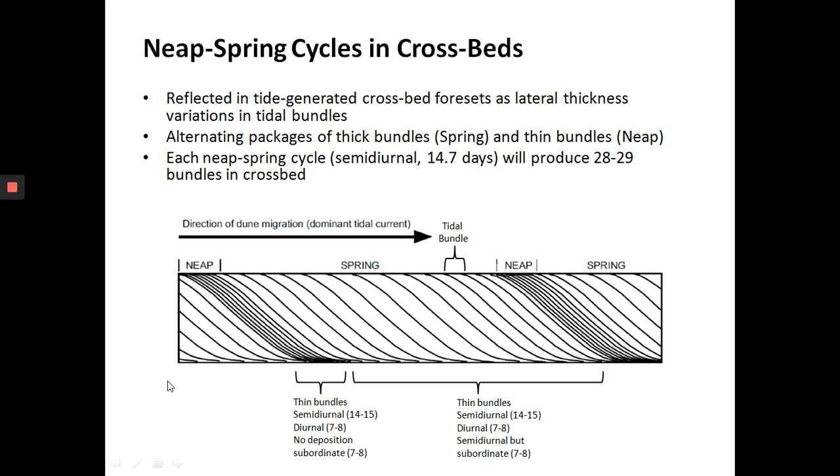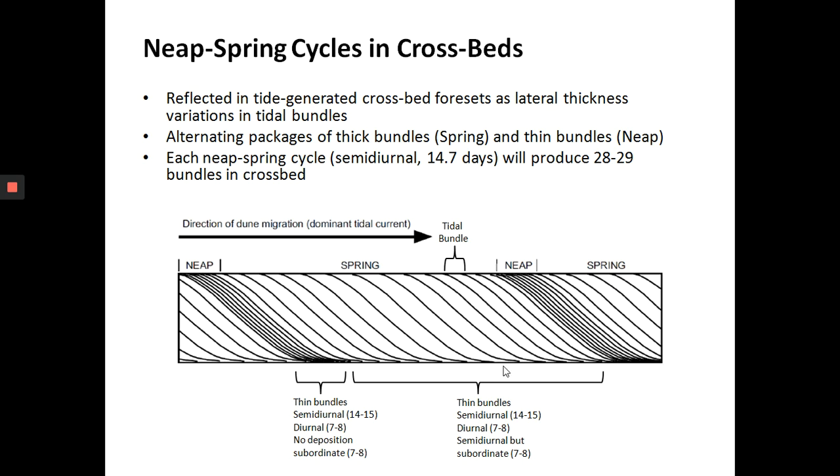Because of neap-spring tidal cycles, you can get thicker bundles developing during spring tides: thick sands with thin mud layers in between. And then you can get thin bundles, thick mud and thin sand in between, a narrow package developing during neap tidal cycles.